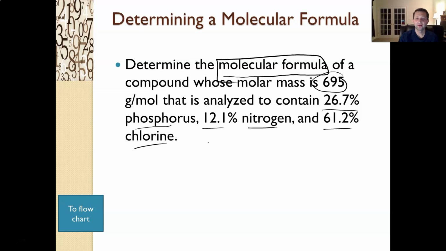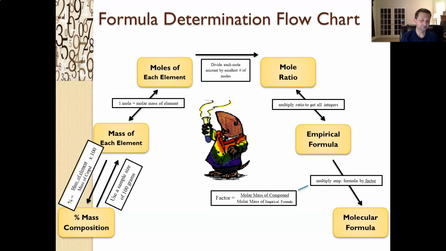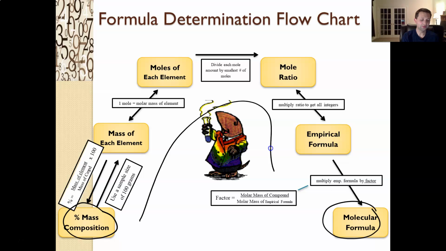All right. So let's go to the mole rainbow, and we are given a mass composition. We want to go to molecular formula. So we have to go the whole way through the mole roadmap here to figure it out. So we go through a lot of the same process. We have to get to the empirical formula first. We can't get to the molecular formula until we go through the empirical formula.